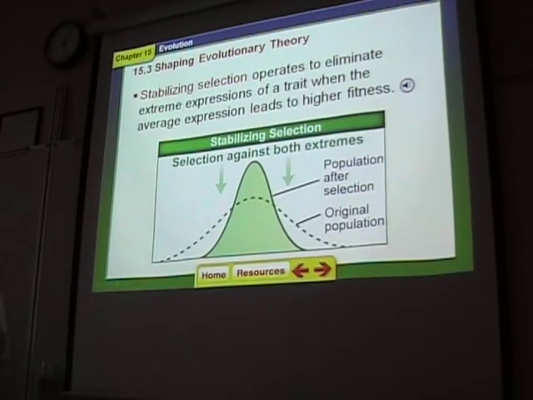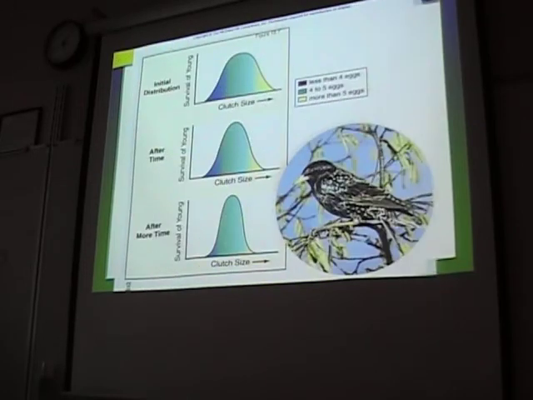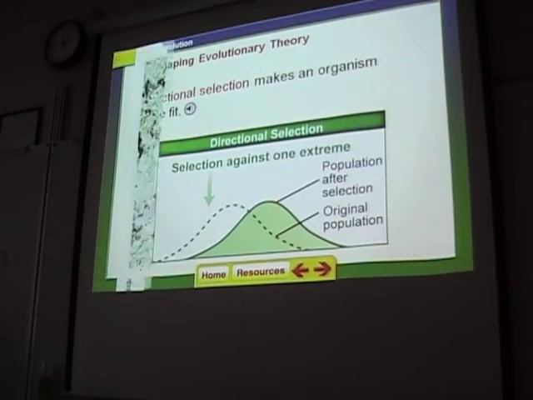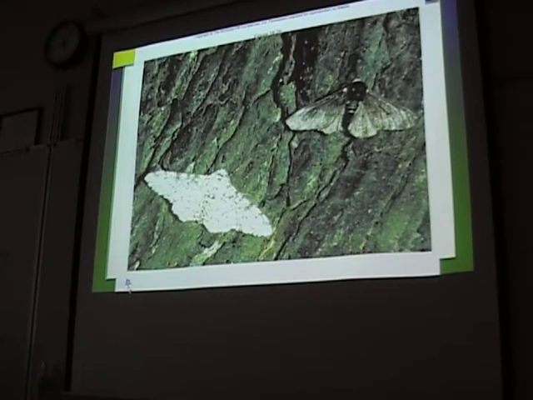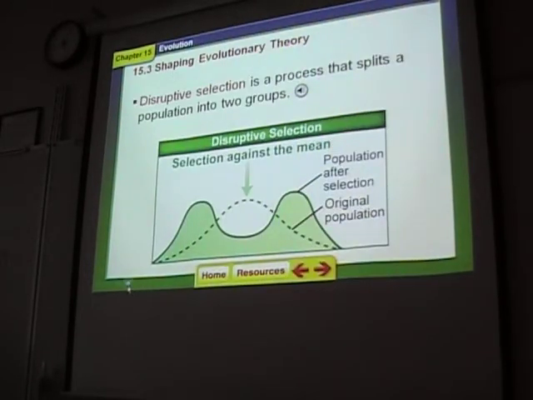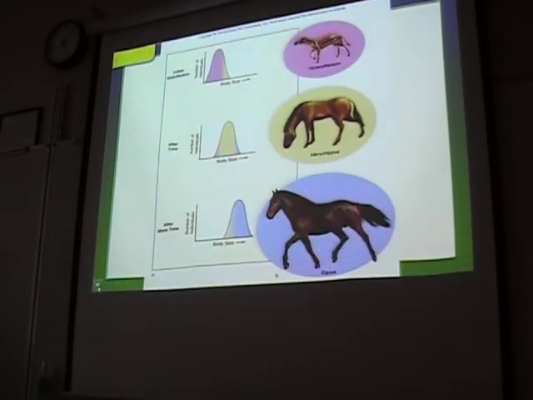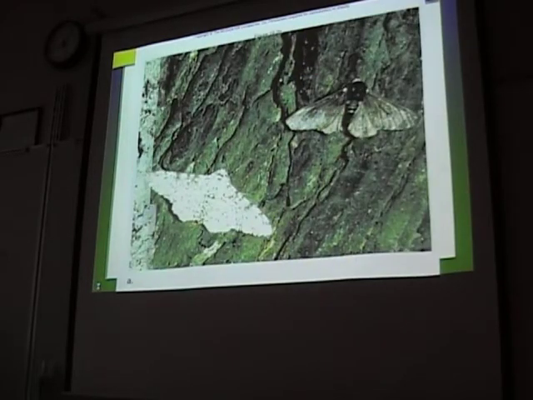There's 3 types of selection we're going to study. Stabilizing selection, directional selection, and, what's the other one called? Disruptive selection. Let me talk about directional selection first.